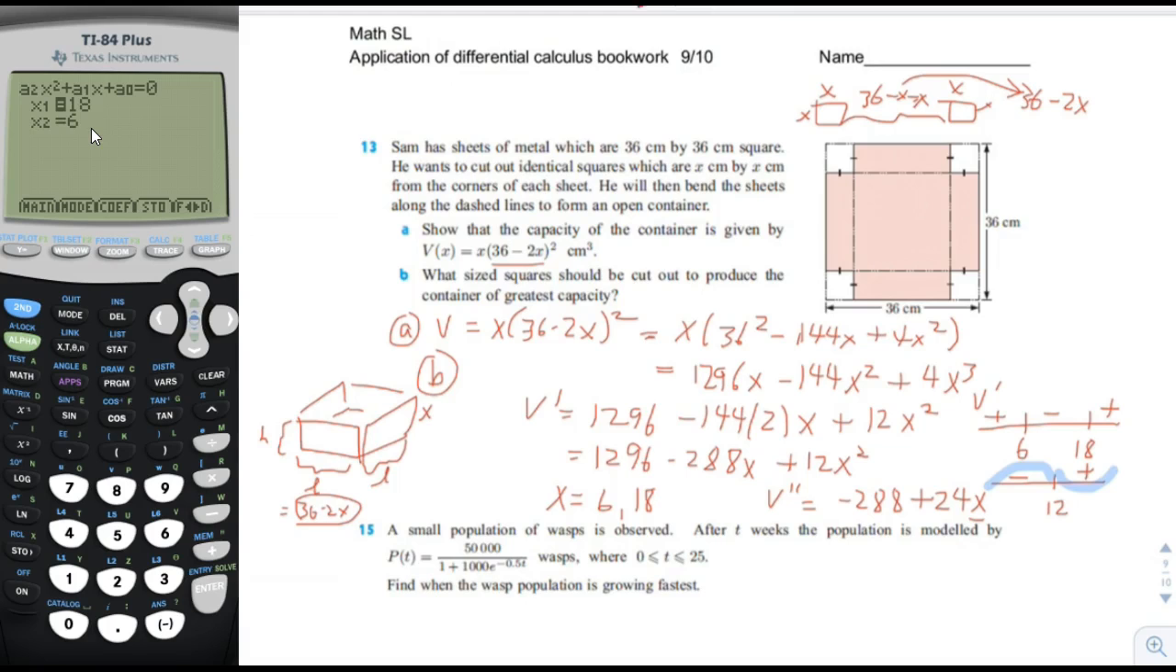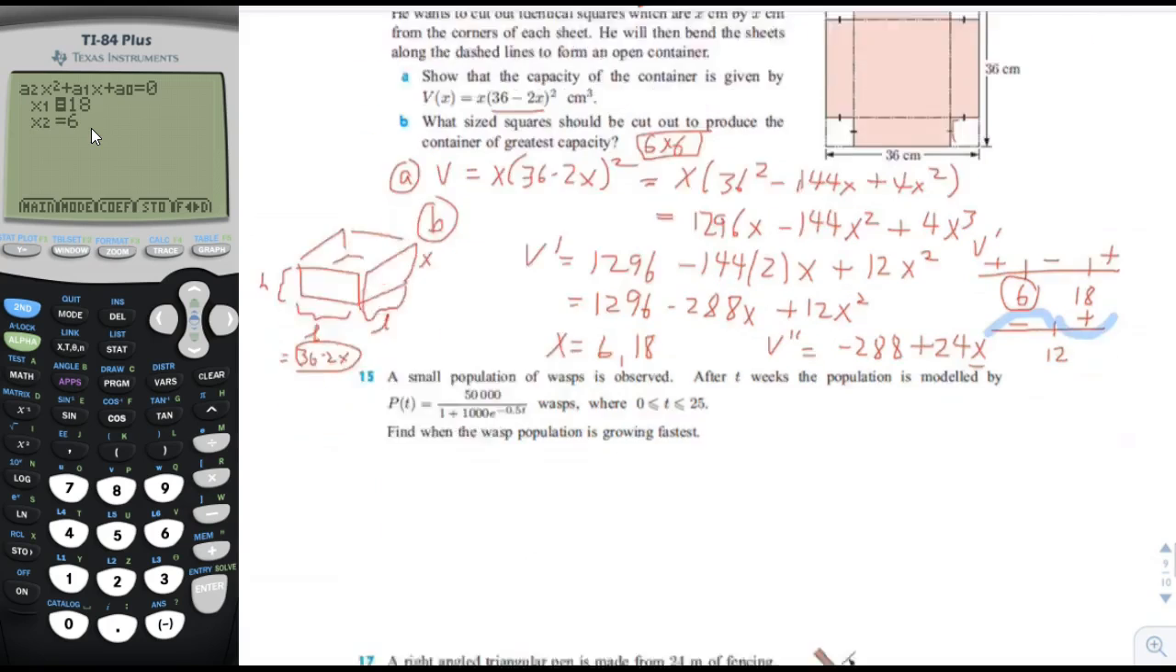If actually 18, can you see what would happen if the little square was 18 wide? It would be like this big. So you would just have a volume of 0, and that's why it's minimum. Okay? So definitely the 6. So what size square should be cut out? It should be the 6 by 6 squares. If I would have really thought about that, I could have figured that out. I didn't need to take the second derivative.